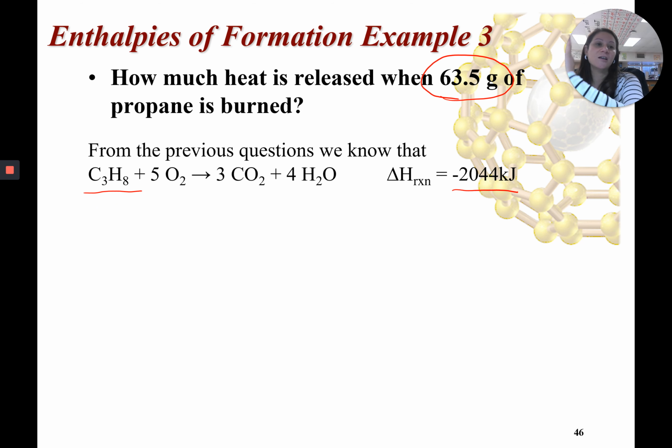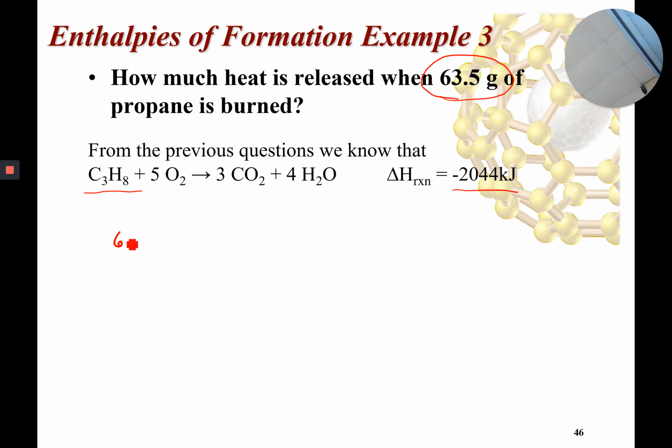So if this was the question on the test and it says using heats of formation, calculate this, you would do all what we just did in question 2, and then you would do one more step. So this is stoichiometry, right? This is putting heats of formation and then stoichiometry. So what we just calculated from the table is for 1 mole of propane. Now we want it for 63.5 grams of propane. Do you remember how to do that?